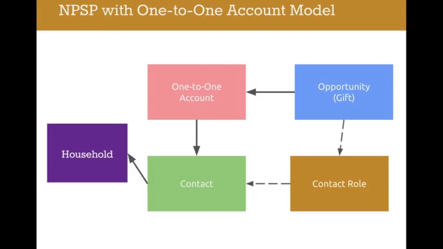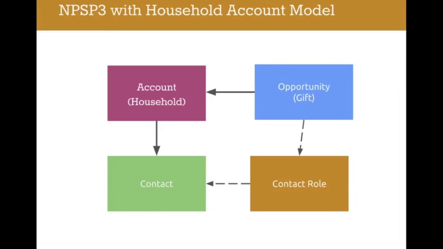And what the Nonprofit Starter Pack used to do was to create this separate object off to the side to represent households. But you can already see that this presents a bit of a challenge, because now if somebody gives a gift, it's directly associated with a one-to-one account, which is hidden, and that's then associated with a contact. And then there's this indirect relationship to the contact via the contact role, and then the households sit off at the side somewhere and add an extra layer in reporting.